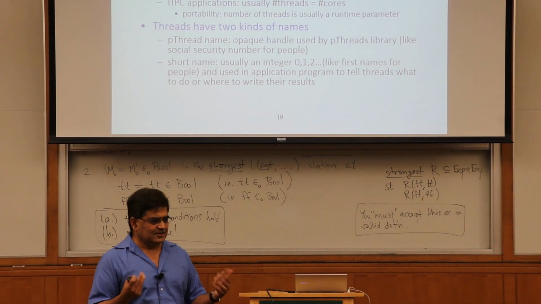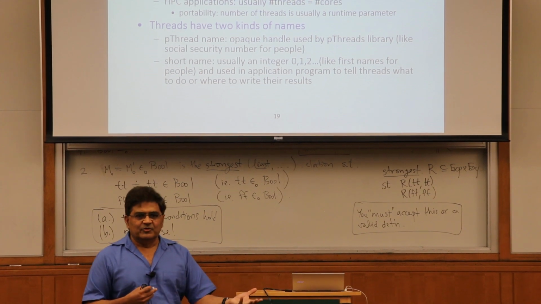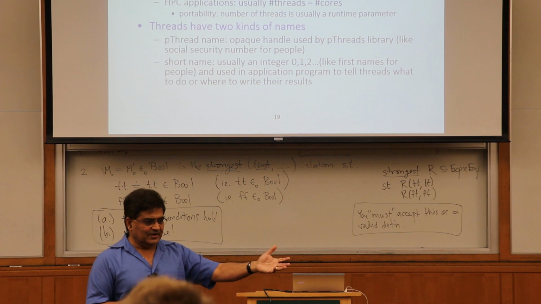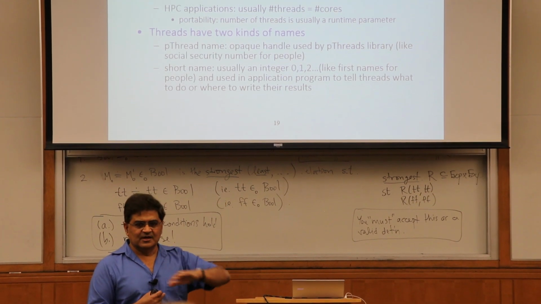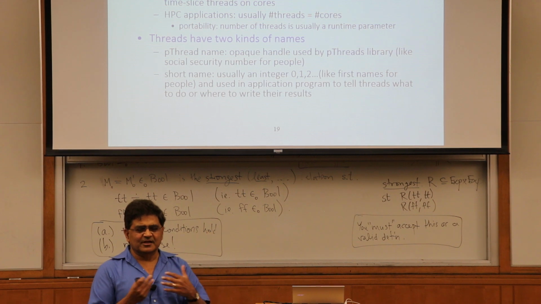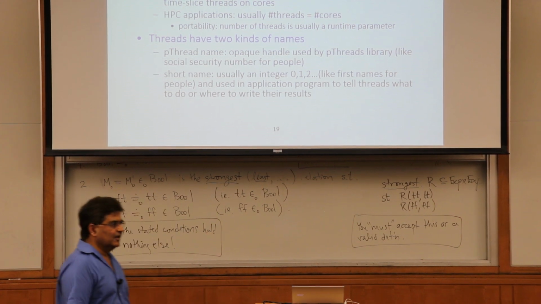Okay, does it make sense? There's sort of a canonical name, which I have to use if I'm asking the pthreads library for the status of a thread and so on. Those are the opaque handles. But in the application program, I'm just going to use these short names. And there's a little bit of translation that needs to be done, and I'll show you that.